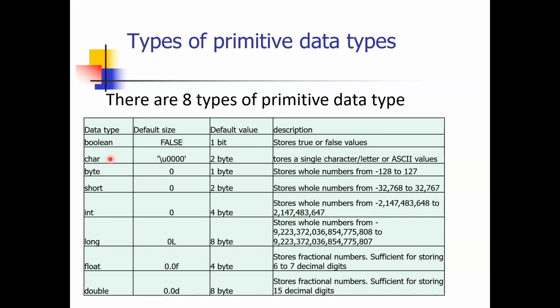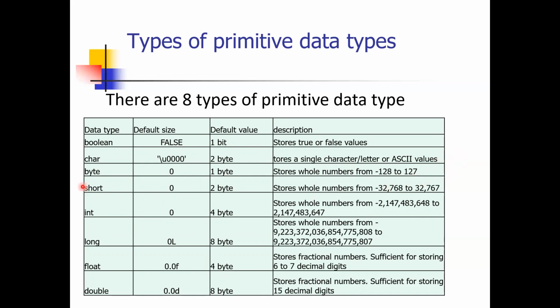Character means characters like ABCD, it stores a single character. It can be any ASCII value. Byte is a combination of 8 bits. So 8 bits equals 1 byte. It stores whole numbers from minus 2 to the power 7 to plus 2 to the power 7.